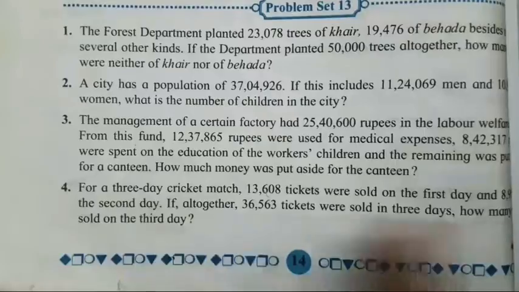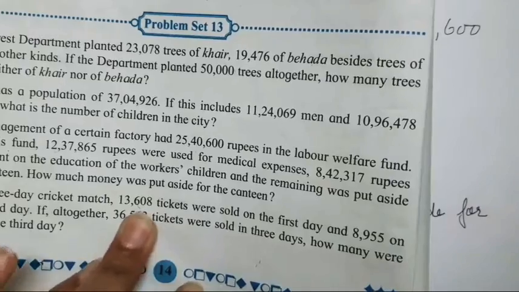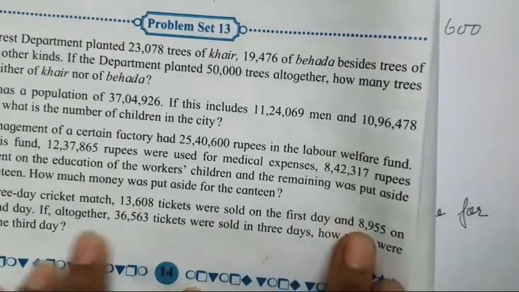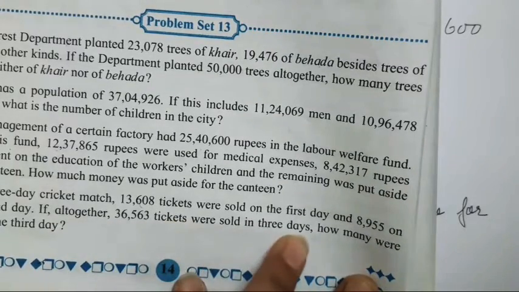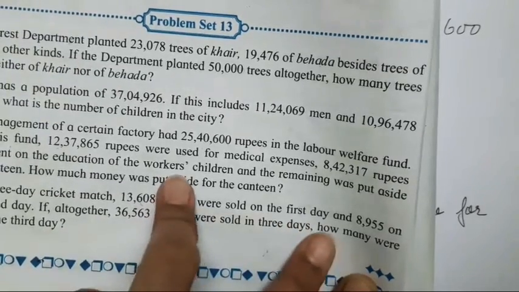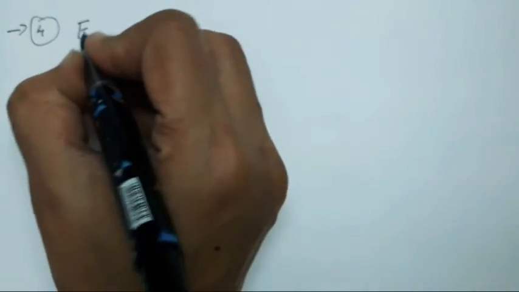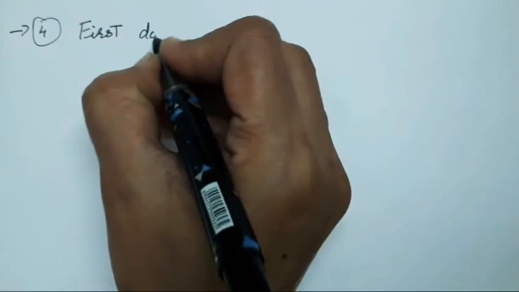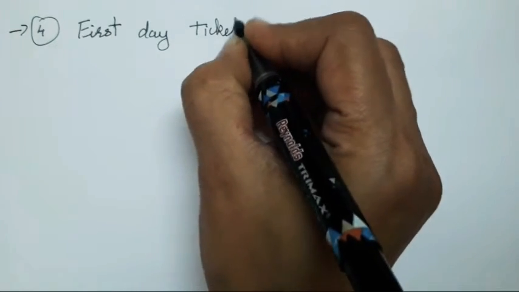Next one is for a 3 days cricket match, 13,608 tickets were sold on the first day, 8,955 on the second day. If altogether this much tickets were sold in 3 days, how much was sold on the third day? Total amount and the first and second day ticket amounts, you all have to add. So fourth sum, we will write first day, how many tickets were sold?